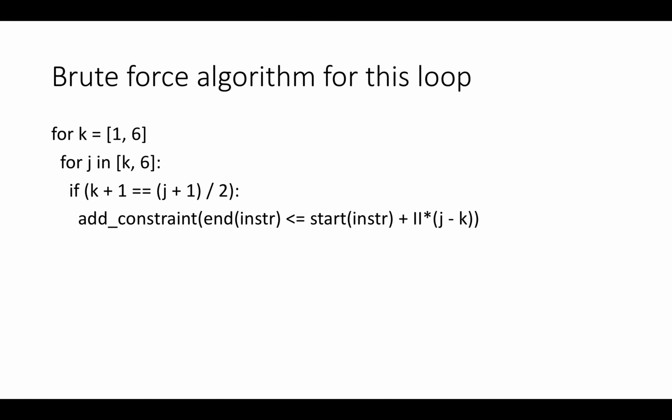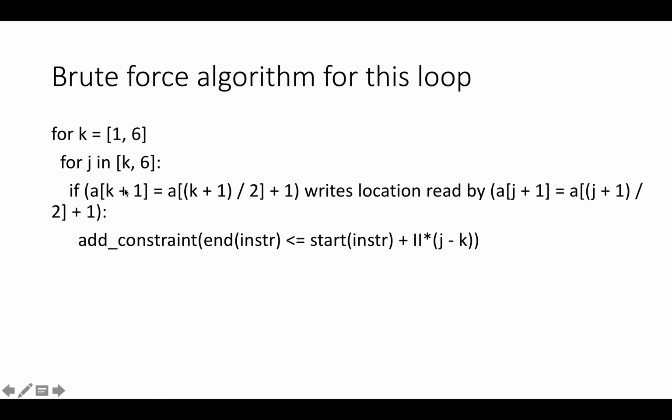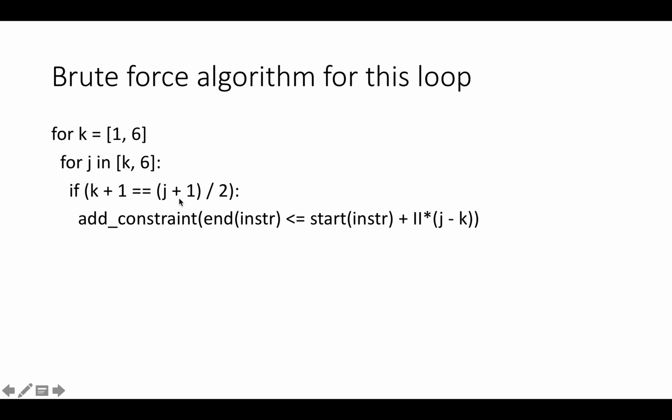So we can simplify this down. Because here we're writing to k plus 1, and here we're reading from (j plus 1) divided by 2, we can reduce this to basically when k plus 1 is equal to (j plus 1) divided by 2, we're going to add a constraint on the initiation interval that the end of the instruction is going to be less than or equal to the start time of the instruction in the basic block plus I times j minus k. So just running this in our heads, what are we going to get? First, let's simplify down a little bit. We can distribute or multiply this 2, and get 2 times k plus 2 is equal to j plus 1. And then we can simplify that down to basically when 2 times k plus 1 equals j, we'll add a constraint on the initiation interval.